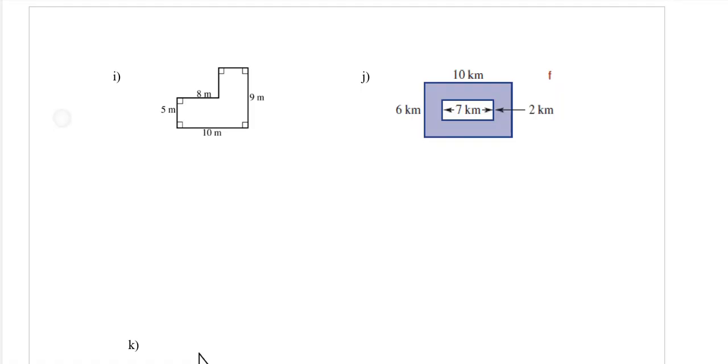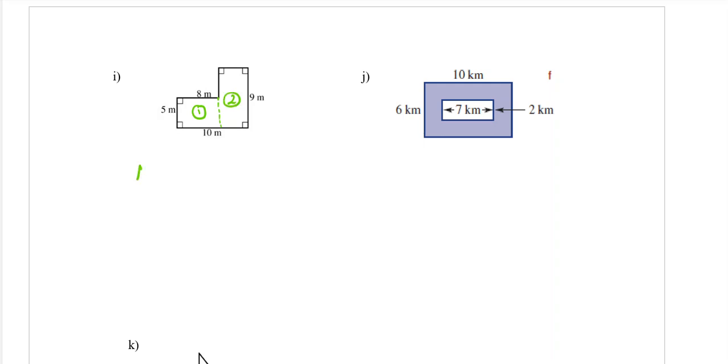On the next page, this is our first composite shape, because it's not just a rectangle or a triangle or any of those other shapes. We have two things combined here. So I'm going to cut this shape into pieces that I have formulas for. So I'm going to cut it down here. So I have rectangle number 1, and I'm going to have rectangle number 2.